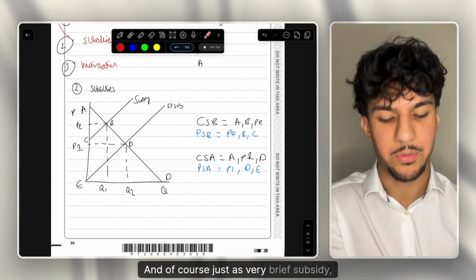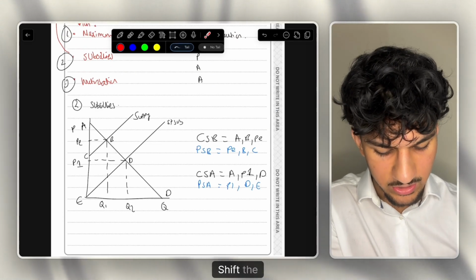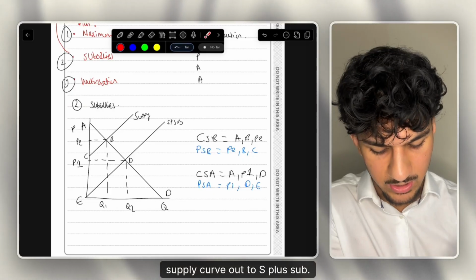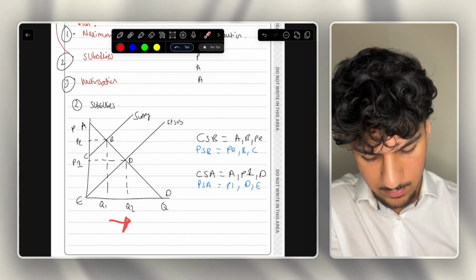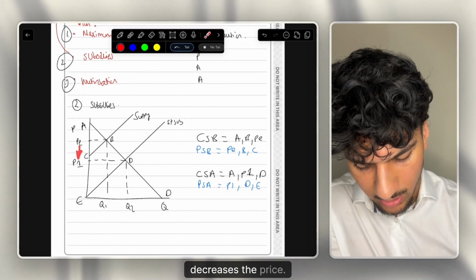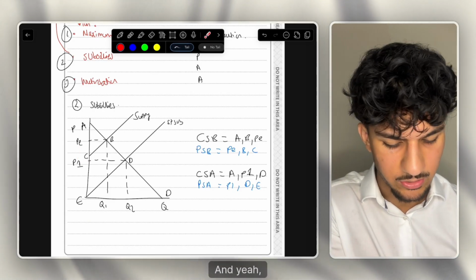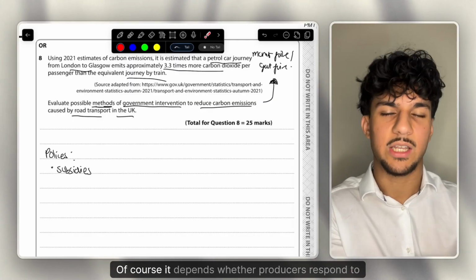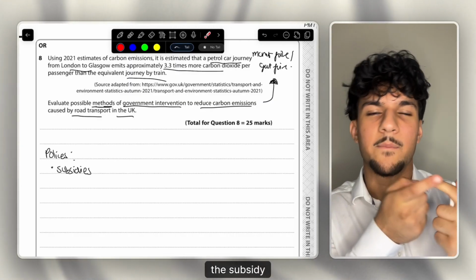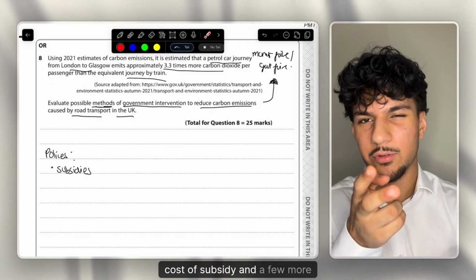And of course, just very briefly, subsidy, what does it do? Shift the supply curve out to S plus sub, increases quantity produced and decreases the price. Then you'd mention how there's an increase in consumer and producer surplus, and yeah, just go from there. And evaluations, of course, it depends whether producers respond to the subsidy, opportunity cost of subsidy, and a few more.